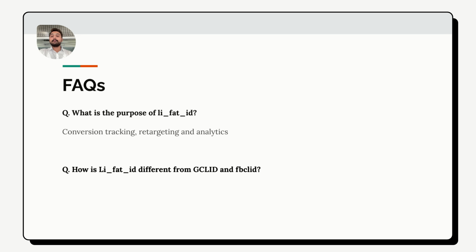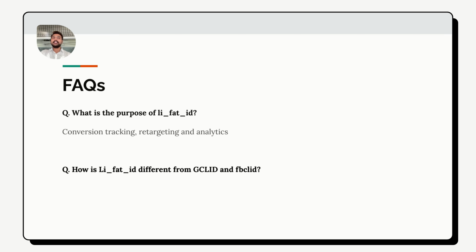Next, what is the purpose of LFAT ID? As LinkedIn says, LFAT ID can be used for conversion tracking, robust conversion tracking I would say, retargeting, better retargeting performance, and analytics. These are the three main purposes of using LFAT ID, because LinkedIn identifies the user based on LFAT ID. So it is beneficial for you.